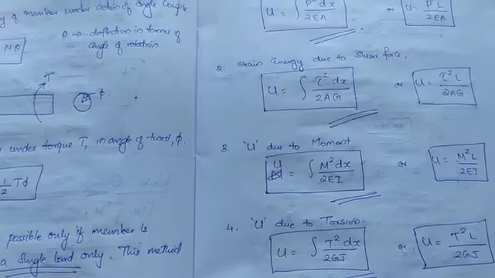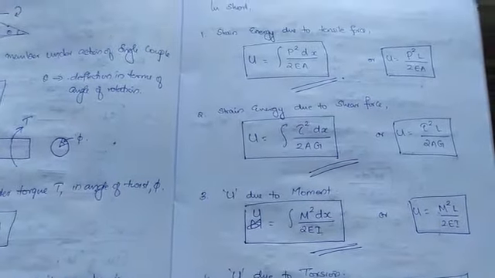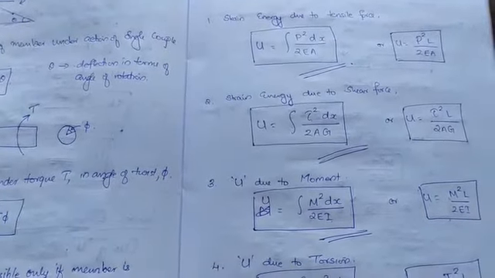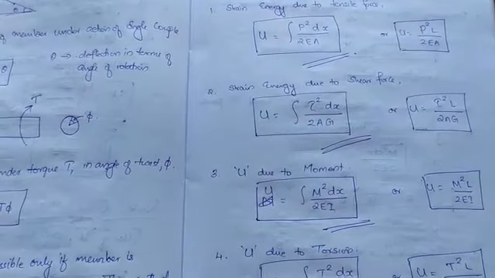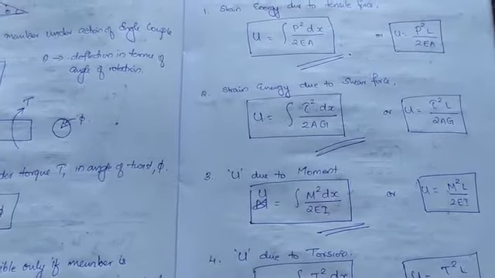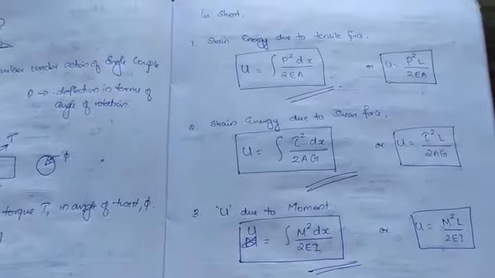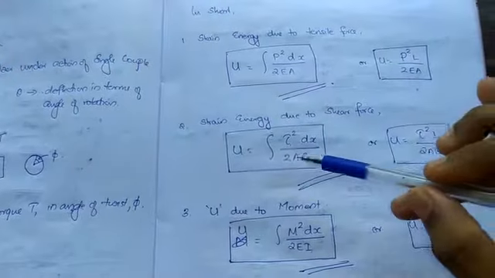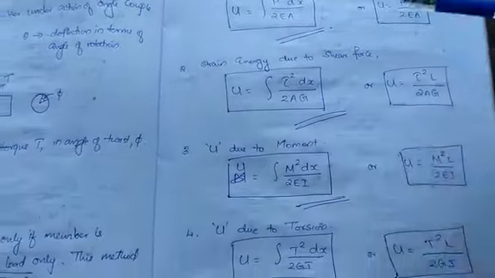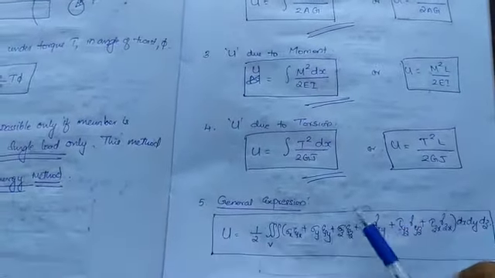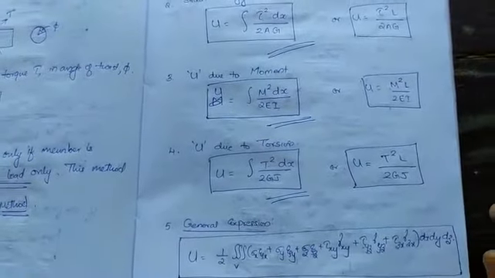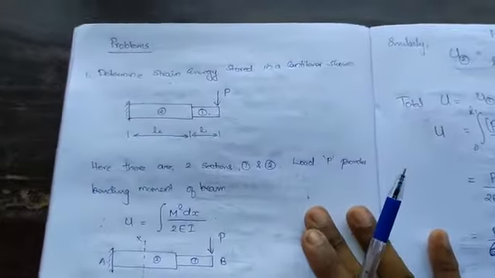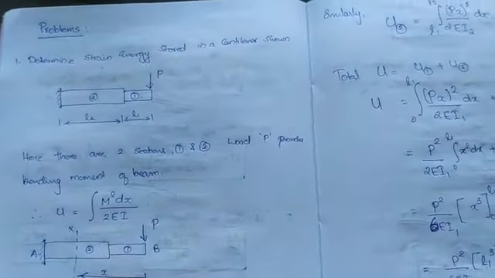Last class we have completed all our strain energy equations, and today we will be doing some problems related to strain energy. So this is a nutshell. The strain energy due to tensile force will be this one, due to shear force, due to moment, and due to torsion, and the general expression for strain energy. So this is what we have discussed in the last class. Now we'll see how a problem arises in strain energy.